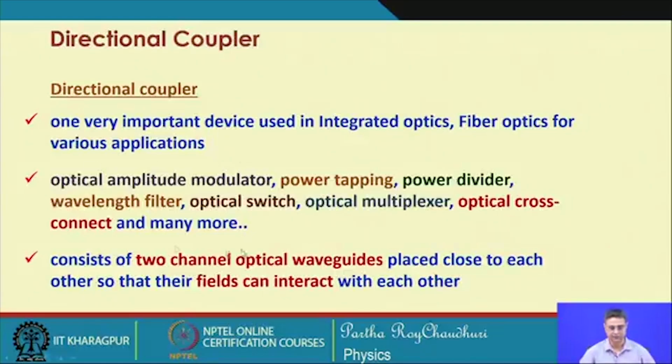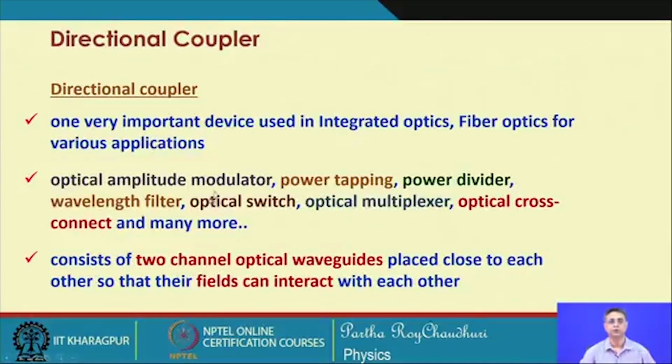Many devices are important in terms of this: optical amplitude modulator, power tapping, power divider, splitter, combiner, wavelength filter, wavelength multiplexers, optical switch, optical cross connect, and there are many more. In fact, a large number of components are made out of this basic principle of the directional coupler.